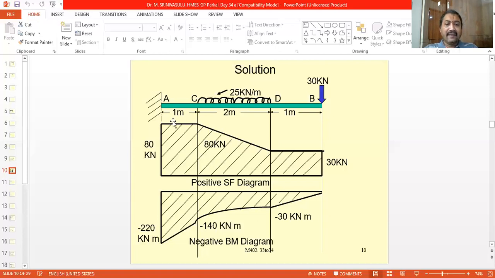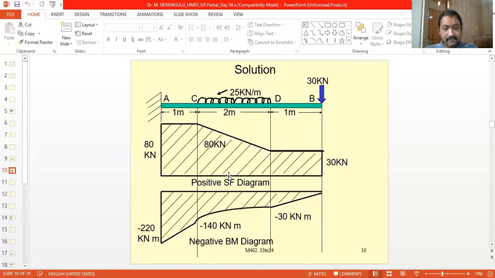Now here again there is only a point load, and whatever the SF is there, same SF, so we have to join with a horizontal line. So this is the shape of the shear force diagram for the given problem, and this figure represents the shear force acting on the beam. In this case all the shear force is positive only, so we got all the area over the zero line. This is the zero line.